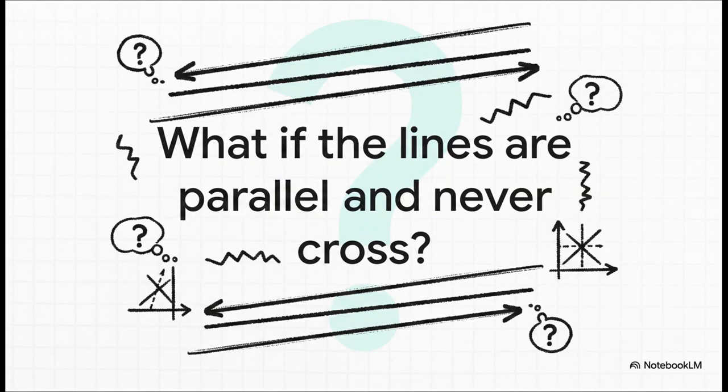So I'll just leave you with one final little thought to chew on. What if the lines were parallel? You know, what if they never ever cross? What would that mean for the solution?